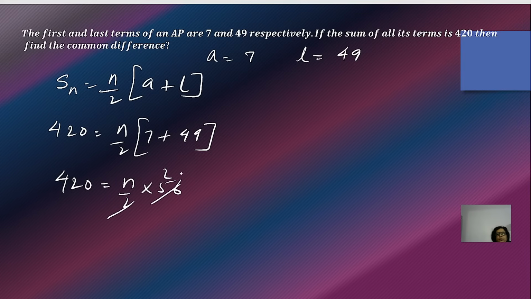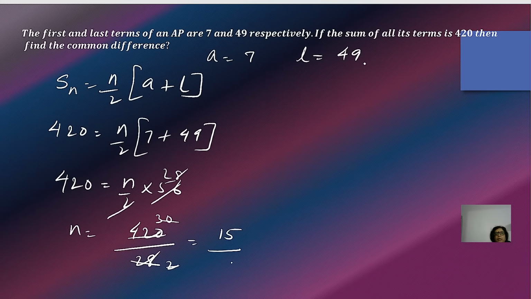So 2 2s are 4, 2 8s are 16. So n is equal to 420 by 28. So this is 14 2s are 28, 14 3s are 42. So this becomes equal to 15. So the number of terms is 15. And the last term is given as 49. So obviously 49 is the 15th term.